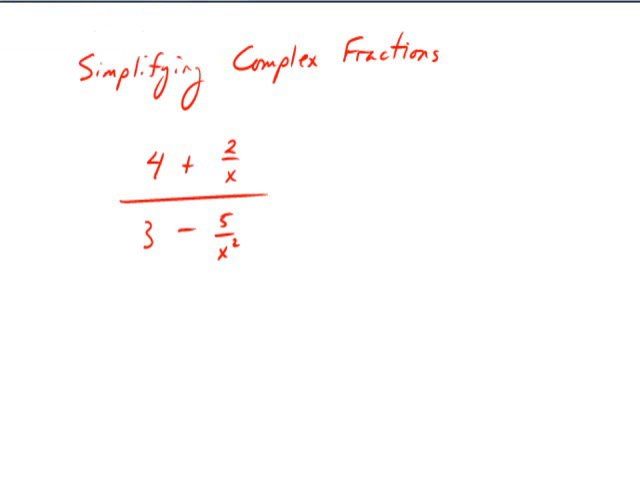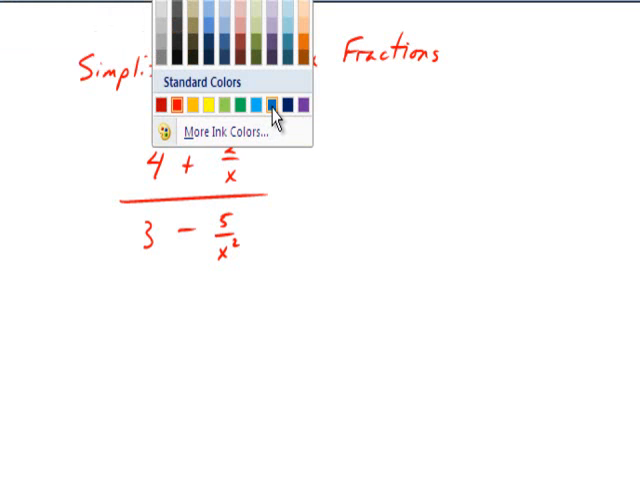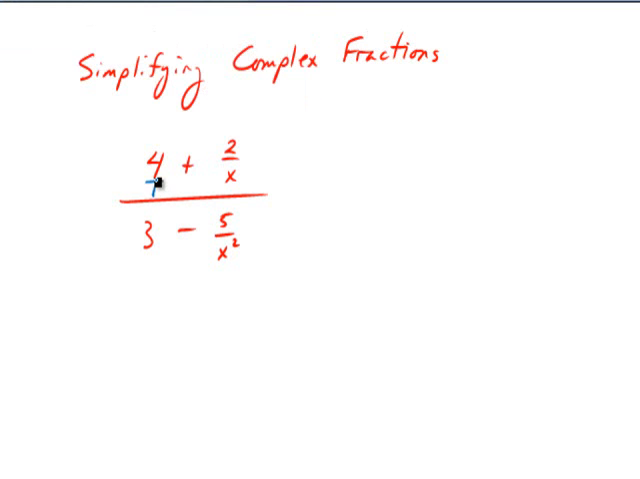If you notice that we have denominators of, if I rewrite 4 as 4 over 1 and 3 as 3 over 1, we have denominators of 1, x, 1, and x squared. The least common denominator of all these is x squared.